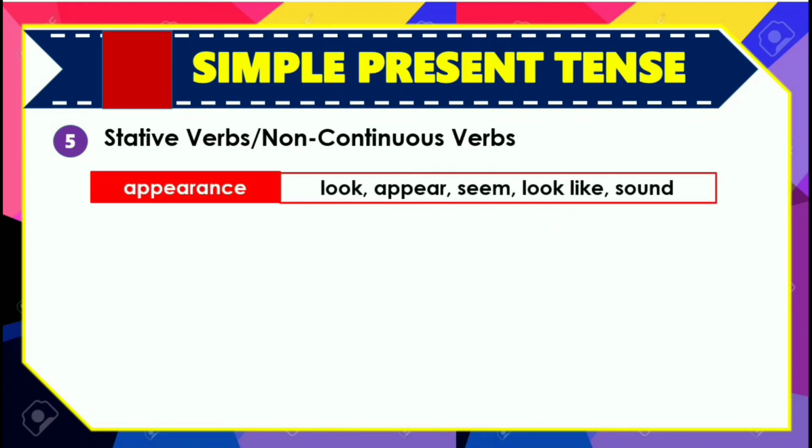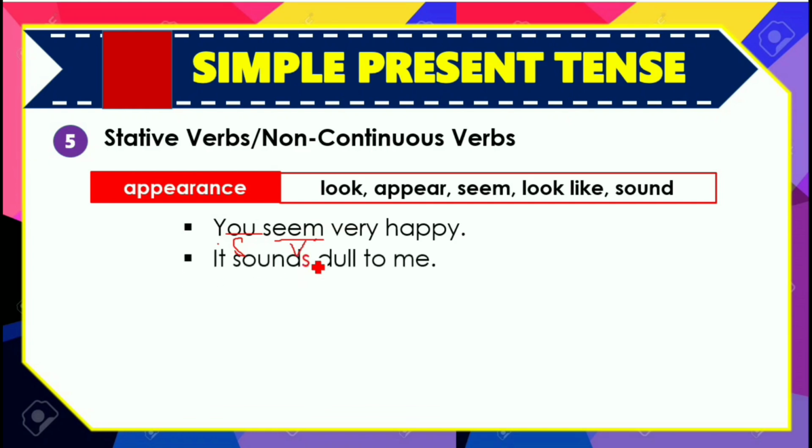Stative verbs can also relate to appearance, like look, appear, seem, look like, or sound. Example sentence is you seem very happy. You is our subject. Seem is our verb. This is a stative verb. So you is plural, that's why we use a plural verb without S. Or we could also say it sounds dull to me. So it is our subject. Sounds is our verb. It is singular, that's why we added an S to our verb.